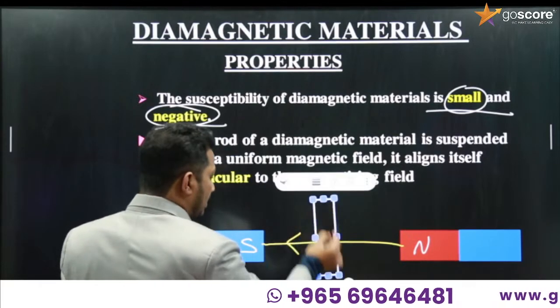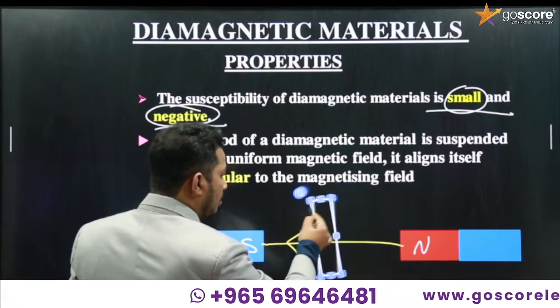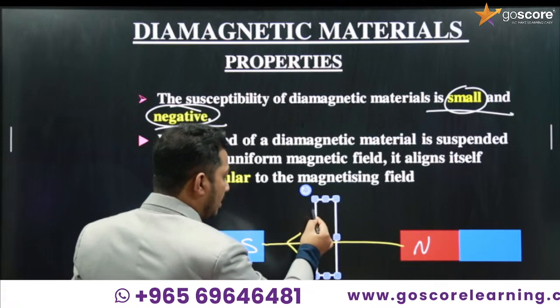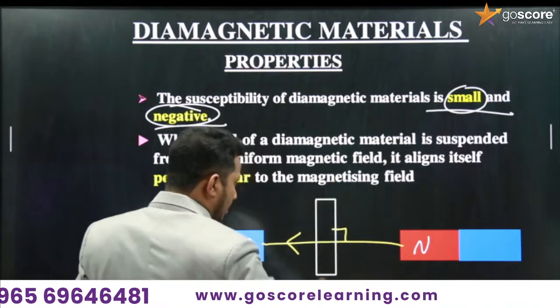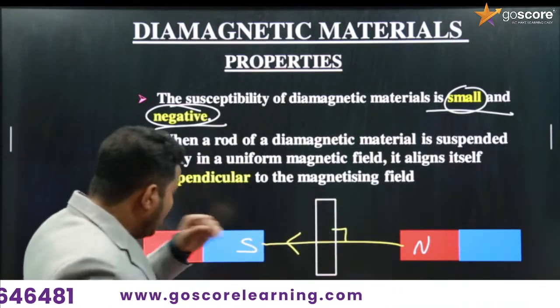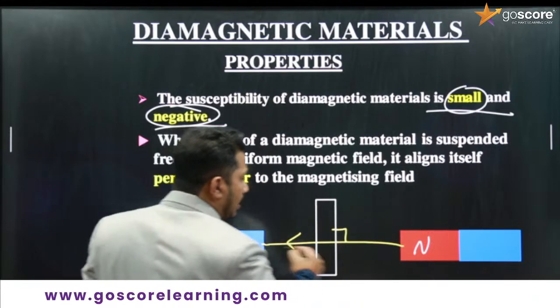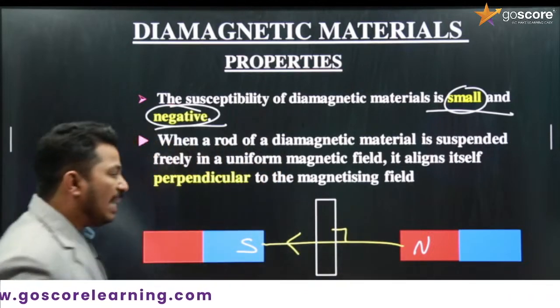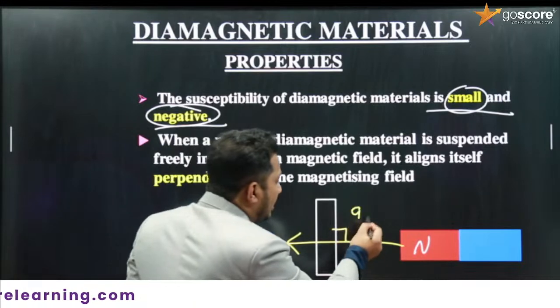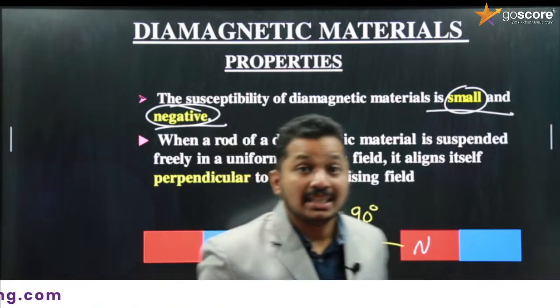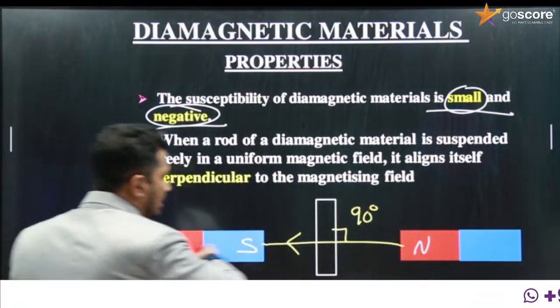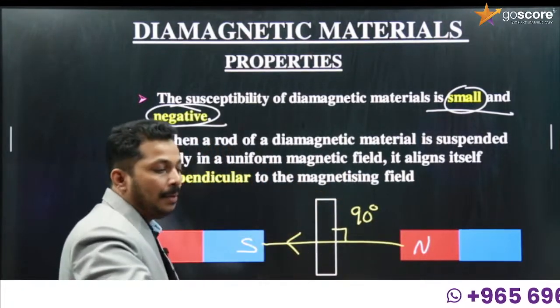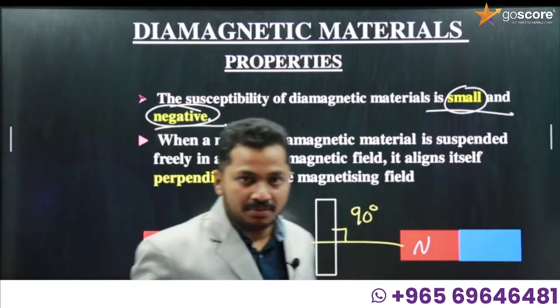This diamagnetic material aligned perpendicular to the magnetic field means that if it is aligned like this, this angle will be 90 degrees. The angle between the alignment of the diamagnetic material and the external magnetic field will be 90 degrees. So when we keep the diamagnetic material in an external magnetic field, it will align itself perpendicular to the external magnetic field. Okay.